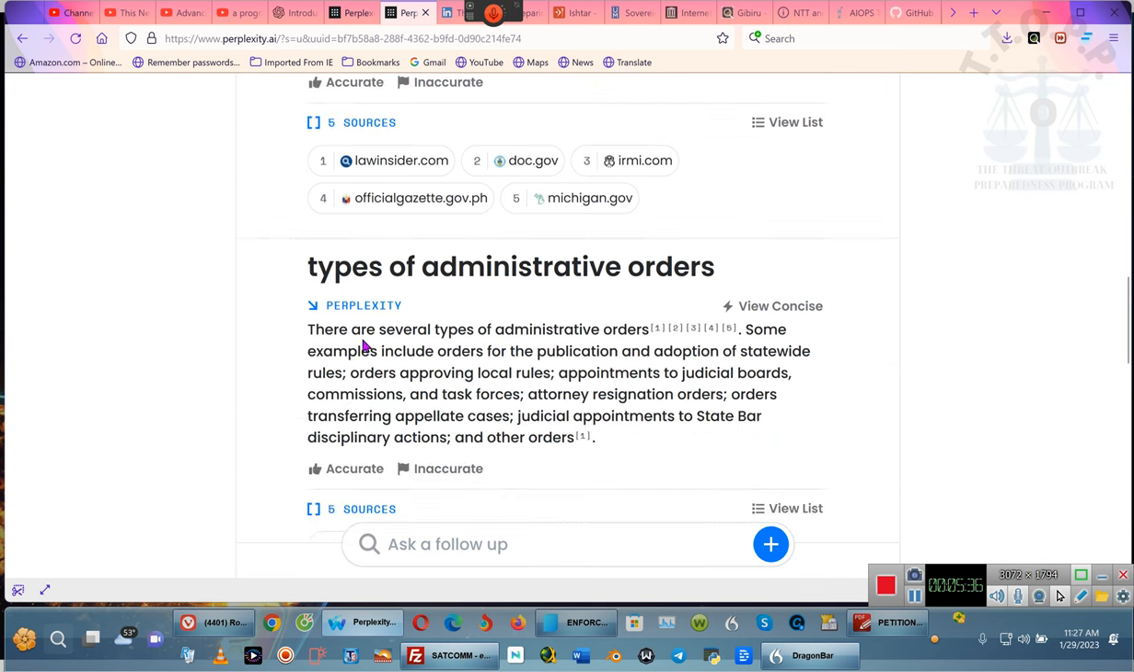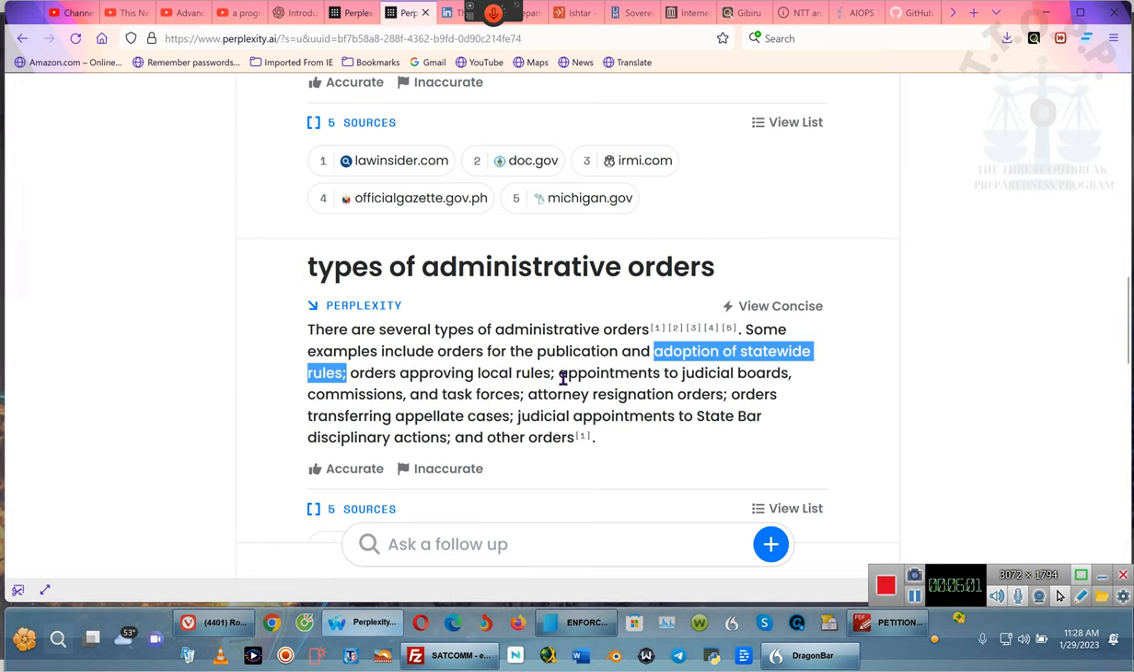Now, types of administrative orders. There are several types of administrative orders. Some examples include an order for the publication and adoption of a statewide rule. Well, hold on, ladies and gentlemen. Statewide rule. Rules are not laws. You don't have to obey a rule. You do have to obey the law. Everybody has to be law-abiding, but there is no such thing as a rule-abiding citizen.